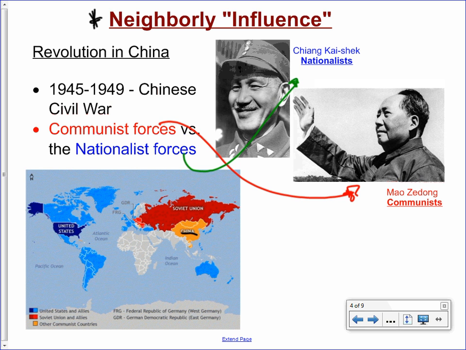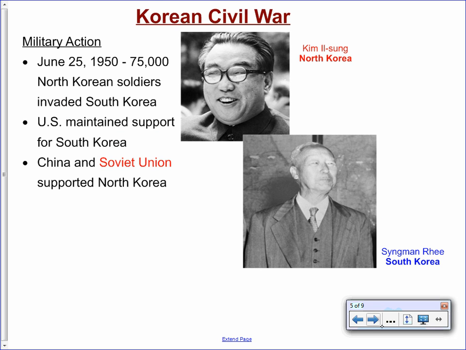Obviously, you can tell by the colors, the United States is going to send military aid to the nationalists, and that leaves the Soviet Union to send military aid to the communists fighting, right? The communists end up winning. China then becomes a standalone communist country. Obviously, the Soviet Union is communist as well, but China kind of stands by themselves. They don't really rely as heavily on the Soviet Union as some of the other satellites that we've talked about in previous videos. So that mindset is now going to trickle into the Korean Peninsula.